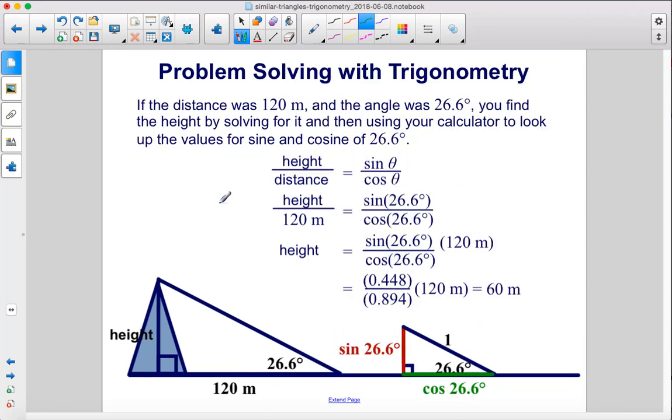If the distance was 120 meters and the angle was 26.6 degrees, you find the height by solving for it, and then using your calculator to look up the values for sine and cosine of 26.6 degrees. So here we're looking for the height, so we input the distance and 26.6 instead of theta here. So we get height over 120 meters equals sine of 26.6 degrees over cosine of 26.6 degrees. If we look up those values in your calculator, the sine of 26.6 degrees is 0.448 and the cosine is 0.894. So we multiply that by 120 meters and we get 60 meters.